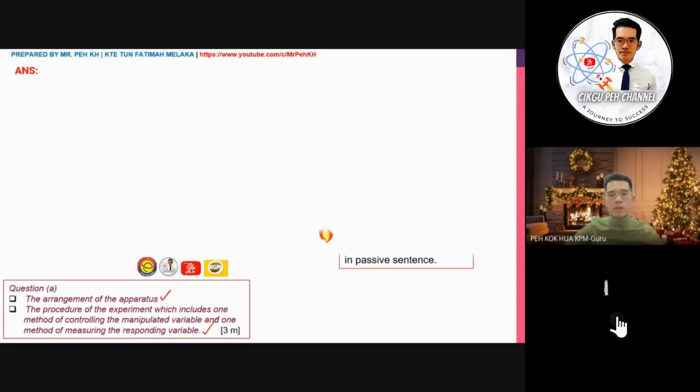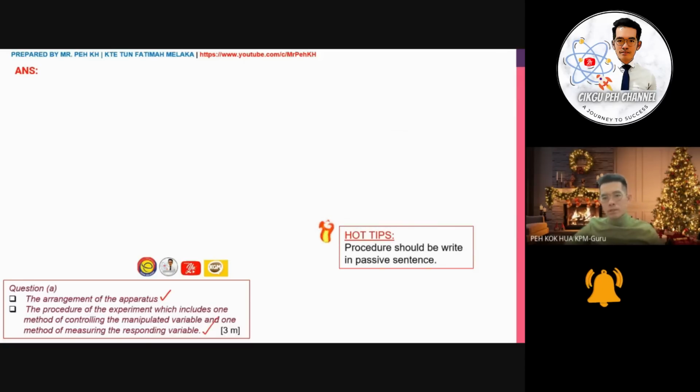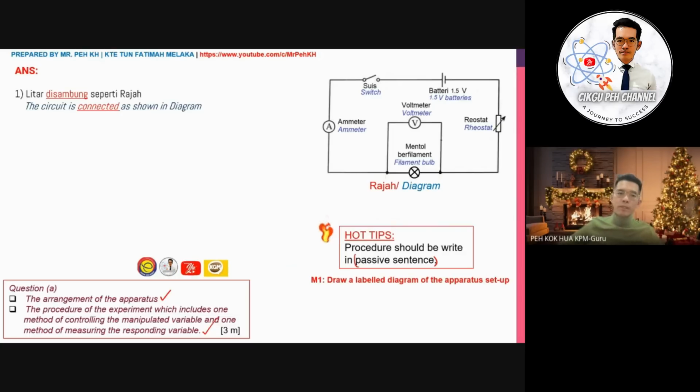Okay, so now there is a question the students always ask. Do we need to write the procedure in passive or active sentences? Actually the student needs to write the procedure in passive sentences, just like how you write your compulsory experiment report together with your school teacher. Okay, so the first mark, you just need to write like this now.